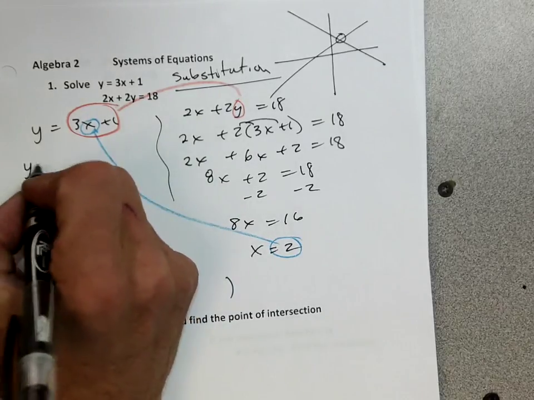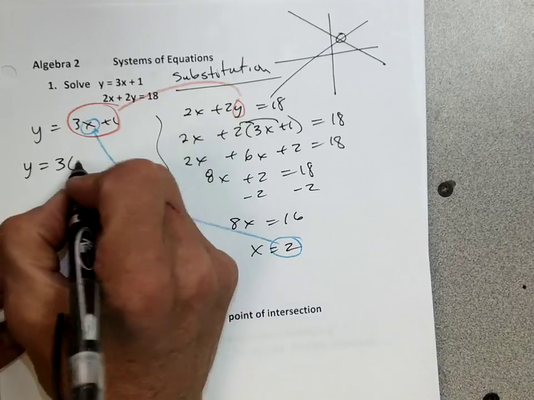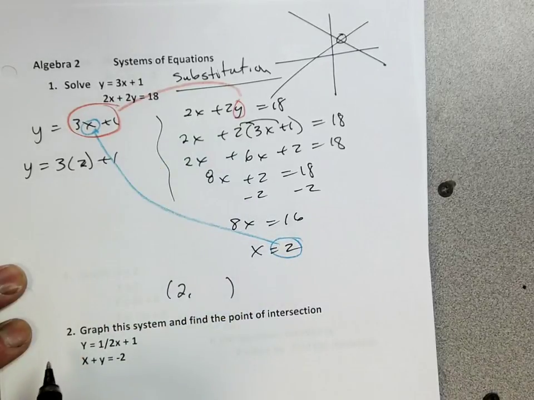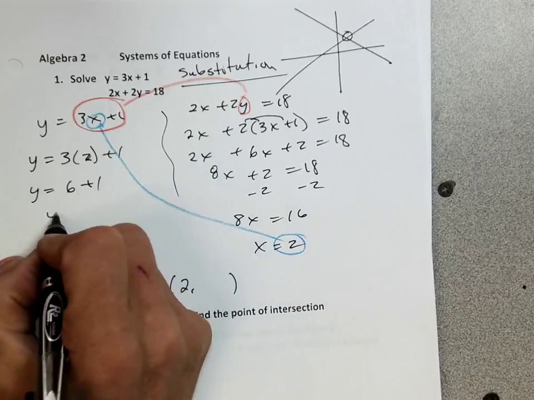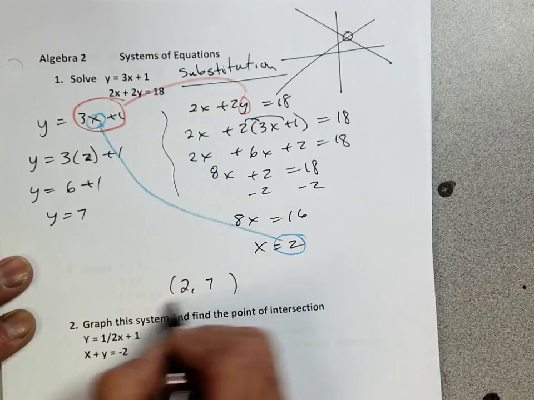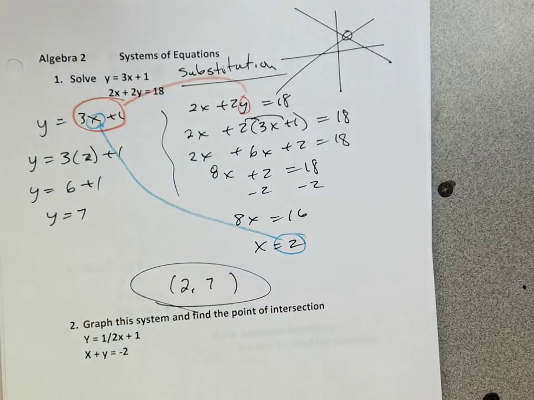So I'm going to go y equals 3 times 2 plus 1, right? I'll get y equals 6 plus 1, or y is equal to 7. There's my answer. Okay, that's one method. There's three methods: graphing, substitution, and elimination. This one, when I looked at it, I thought the easiest way to do this was just straight doing substitution. Okay. Number 2, it says graph the system.